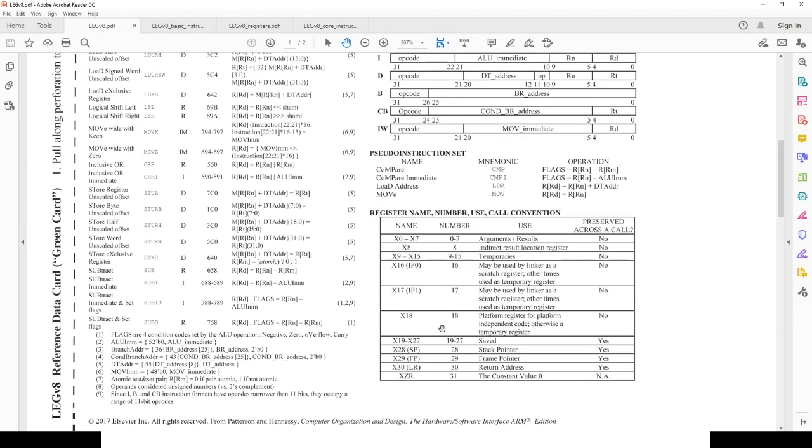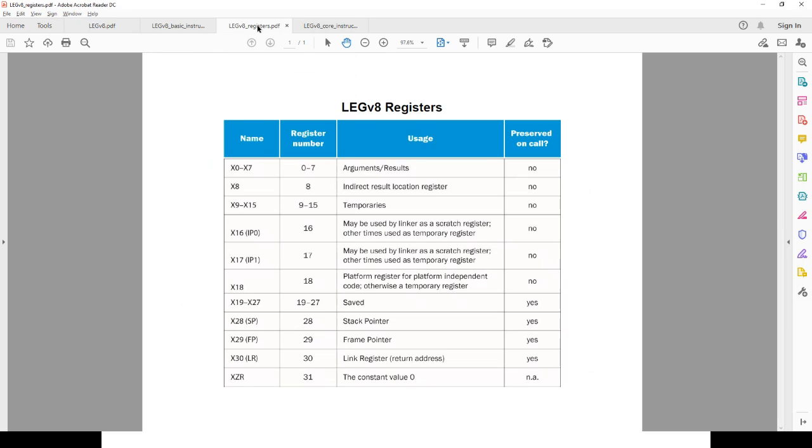This information about the link register, you can also find here in the LEGv8 data reference. You see we have here the register X30, which is also called LR and which has the return address for a procedure. As mentioned, I have also put a clearer PDF here, which is actually saying what I have mentioned.